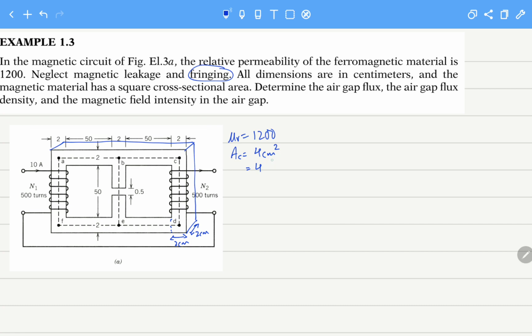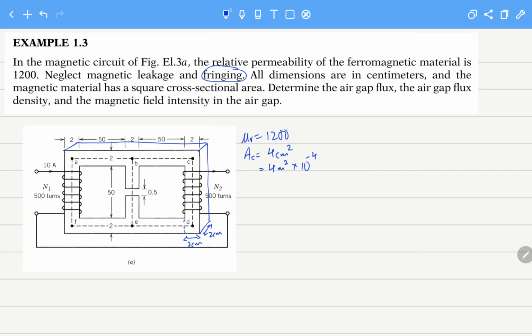if you multiply it with 10 raised to power minus 4, it will give us meters squared, 4 times 10 raised to power minus 4. Then we have to determine the air gap flux density. So this is the air gap. First of all, it is asking to calculate the flux that will be flowing through this air gap, and the density of the flux, that is B, and the magnetic field intensity, that is H, in the air gap. These three quantities are required.